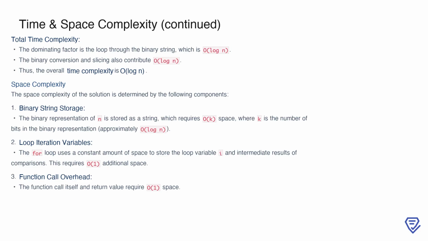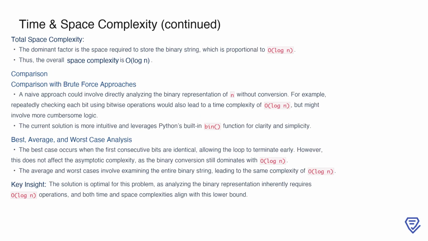Additionally, the for loop uses a constant amount of space to store the loop variable and any intermediate results of comparisons, which contributes O(1) space. Finally, there's a small constant amount of space used for function call overhead and the return value, which is also O(1). The dominant contributor to space complexity is the storage of the binary string, so the total space complexity is log n. To summarize, the total space complexity of the solution is dominated by the binary string storage, making it log n. This aligns with the time complexity, which is also log n.